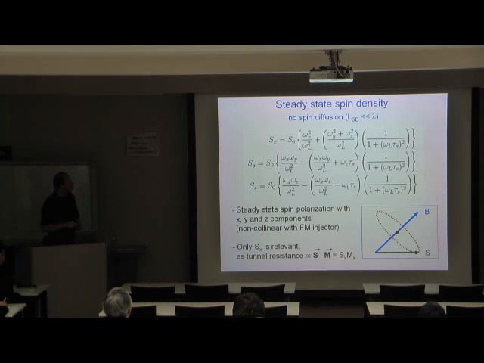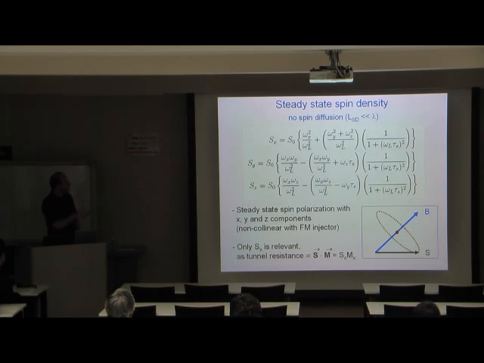An interesting point to note here is that all of these spin components that you get have a Lorentzian type of line shape, but also a constant contribution. And a second important point is that this calculation was done assuming that the spins that are injected are perfectly aligned with the ferromagnetic magnetization in the x direction. And yet the steady state spin polarization that develops has non-zero y and z components, which means that the spin polarization that is created is non-collinear with the magnetization of the ferromagnet.